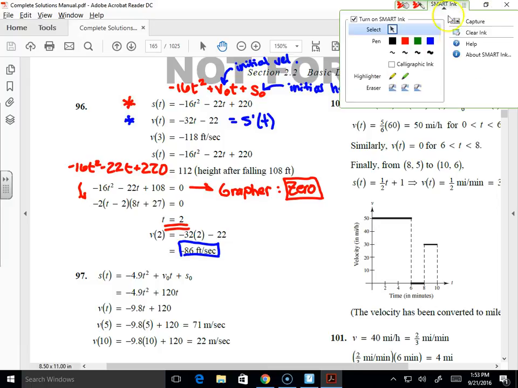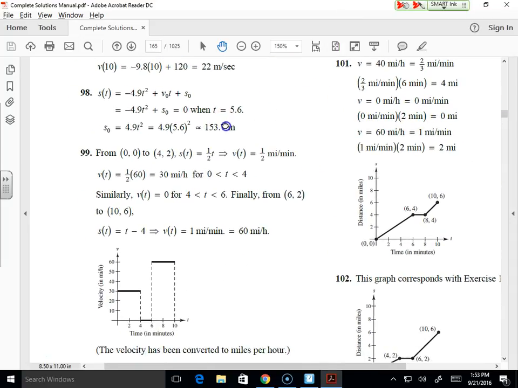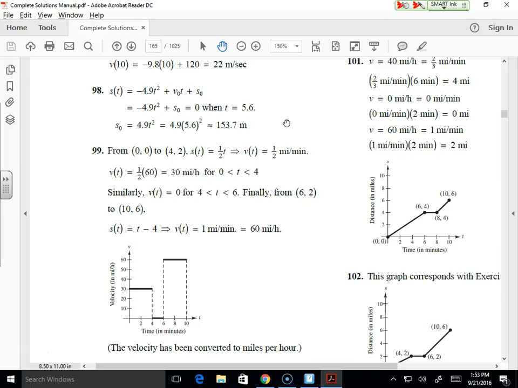What's our next even? 98. He's a little baby one. But you still had to plug in stuff. And what did they plug in? They plugged in, it was dropped. So since it was dropped, hold on, since it was dropped, what was my initial velocity? 0. Hence, that went away.